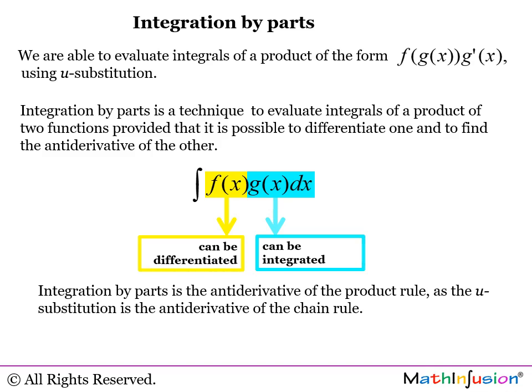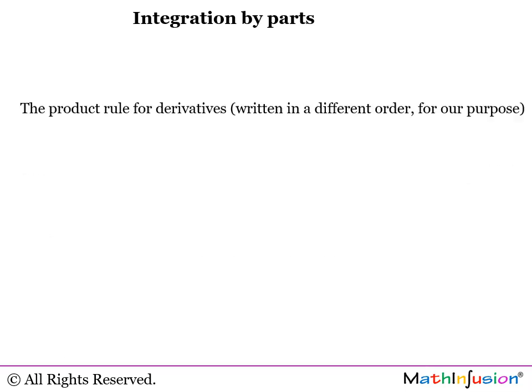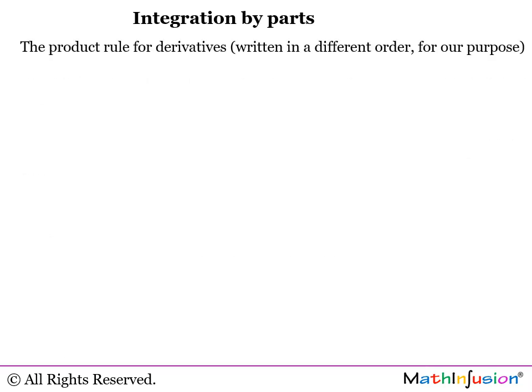Integration by parts is the antiderivative of the product rule, exactly as the u substitution is the antiderivative of the chain rule, and I'm going to show you that. So let's start by first of all writing the product rule for derivatives. I'm going to write it slightly differently than usual, as you can see.